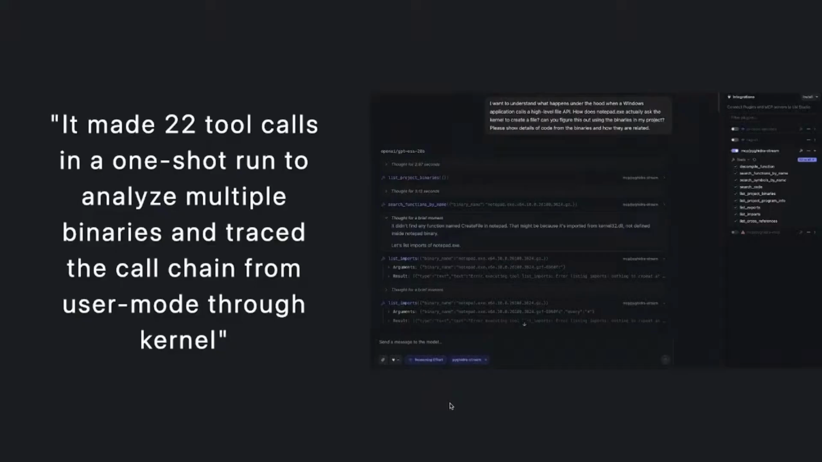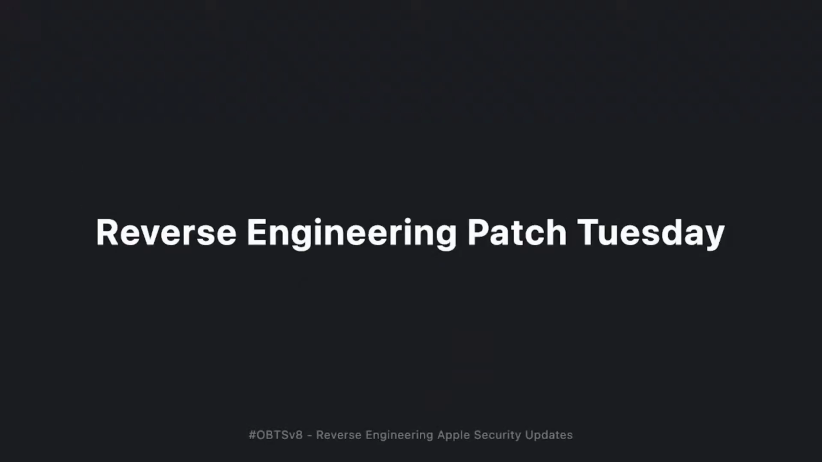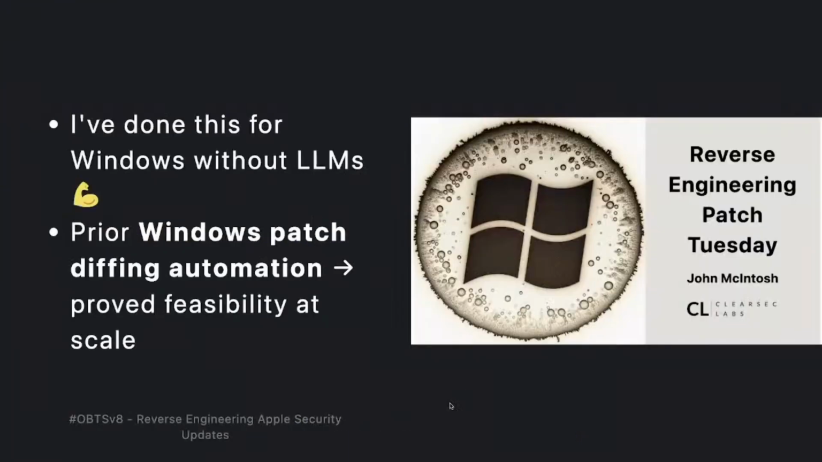If you're not on this train yet for AI, maybe you should get there. Another thing for me is reverse engineering Patch Tuesday. I've done this process before on Windows. And so the past probably 3 years, I've had a system that would automatically do a Patch Tuesday generation, but this is without LLMs. I mean, that's pretty impressive. But this is a manual process. And so I've repeated this now on Apple, but the LLMs have made this really powerful, and I hope to show you that today. So it's definitely feasible at scale.